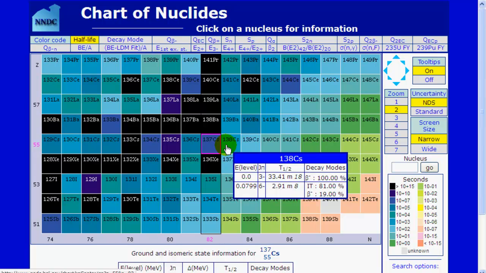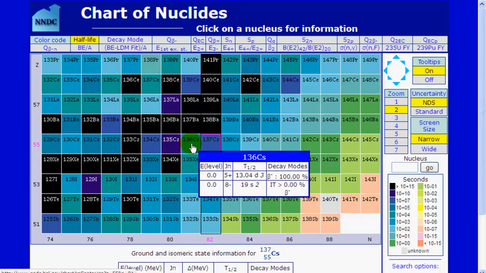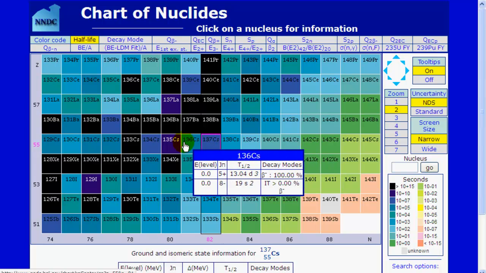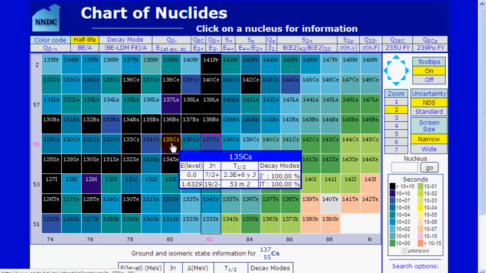It disappears so quickly. Same with 136, it has a half-life of only 13 days, which is not that long, and so it's not as much of a concern. This 30 years, though, that's going to be around for a while. Cesium-137 is a concern. Cesium-135 has a half-life of 2 million years.